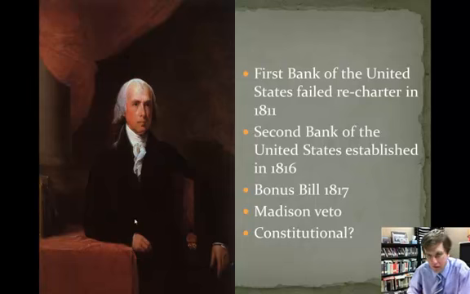Now, some other issues during the Madison administration. The first Bank of the United States failed recharter in 1811, so the second Bank of the United States was established in 1816. So for 5 years, the United States did not have a central banking system. A lot of people thought that was one of the major problems with the U.S. economy. Though when the bank is implemented, there's a disaster with that too. During the war, they didn't have the financial means necessary to prosecute the war. So this is seen as a problem.